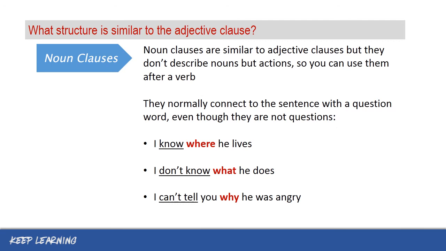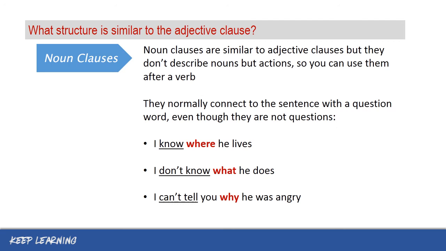So I want to teach you about one structure that is similar to the adjective clause. It's the noun clauses. It's not the same, but it works the same. You can use the noun clauses to add more information. Noun clauses are similar to adjective clauses, but they don't describe nouns, they describe actions. So you can use them after a verb. They normally connect to the sentence with a question word, the WH words, even though they're not being used for a question.